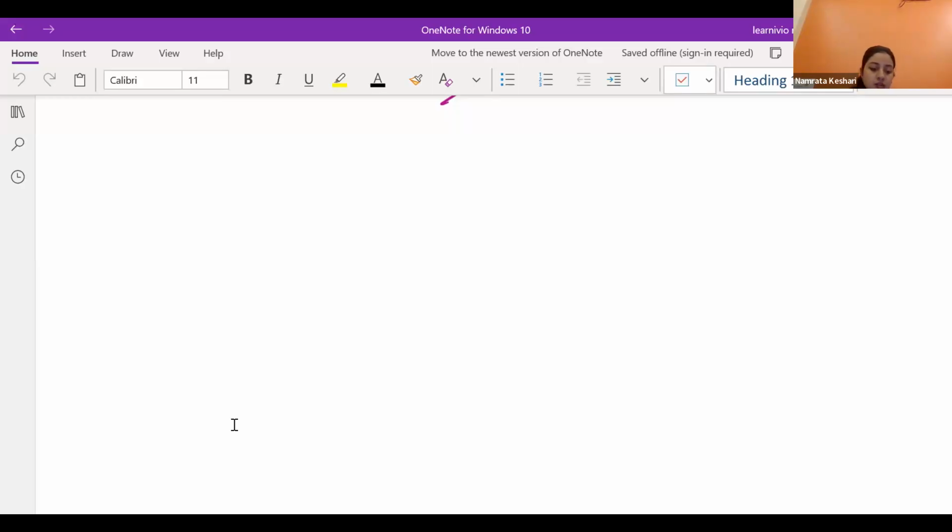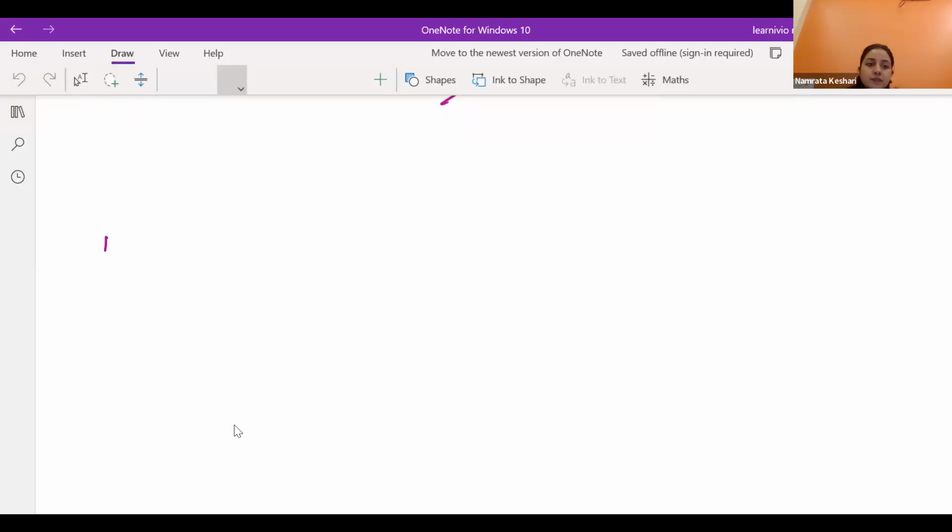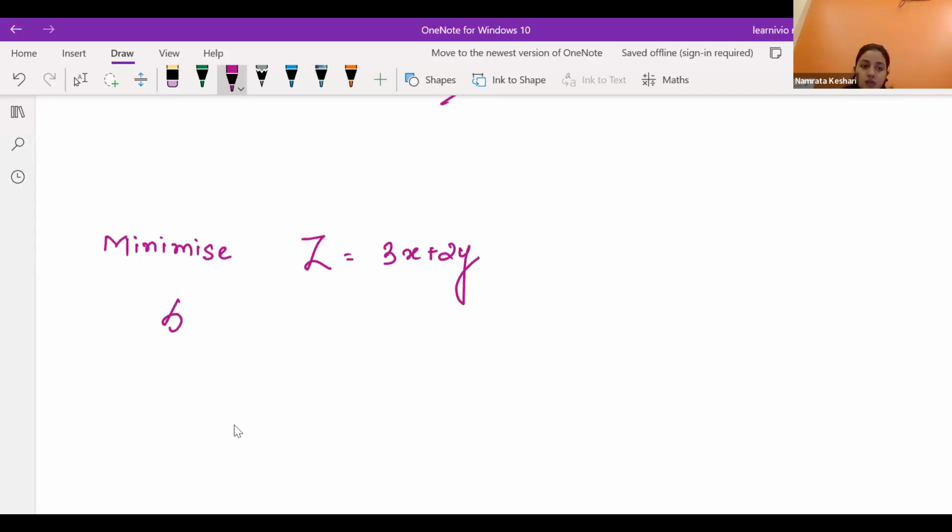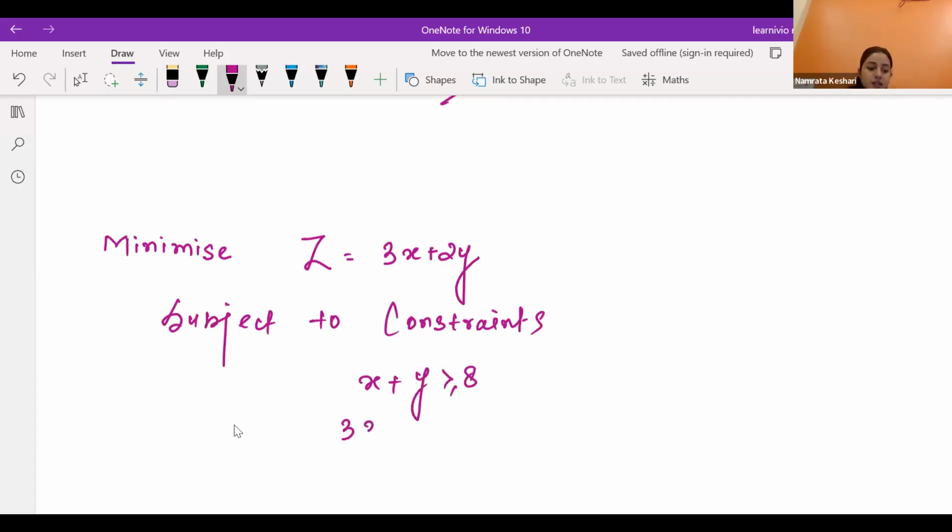Suppose our question is this one. Minimize the objective function z equals 3x plus 2y, subject to constraints: x plus y greater or equals to 8, 3x plus 5y smaller or equals to 15, x bigger or equals to 0, and y also larger or equals to 0. Okay, please check. What are you getting?